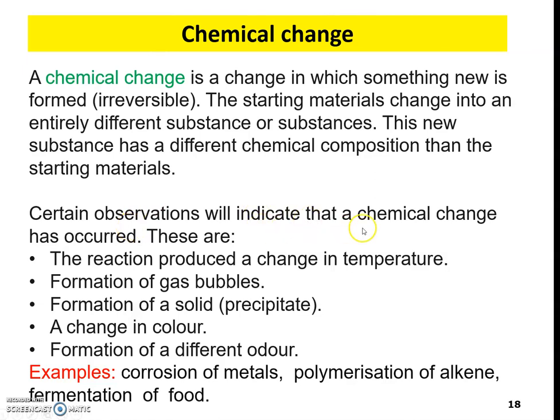Certain observations will indicate that a chemical change has occurred. For example, the reaction produces a change in temperature, formation of gas bubbles, formation of a precipitate, change in color, or formation of a different odor. Examples are corrosion of metals, polymerization of alkenes, or fermentation of foods.